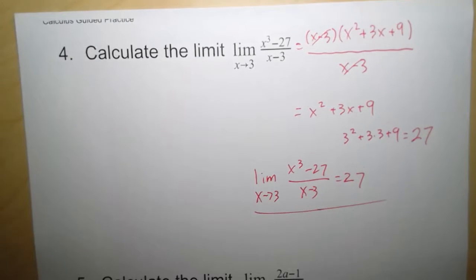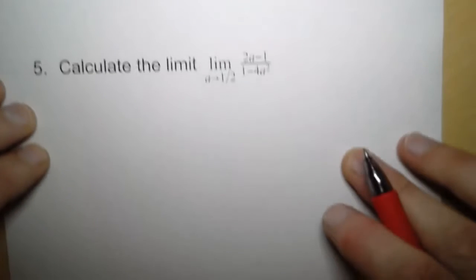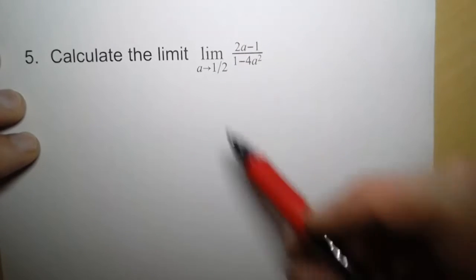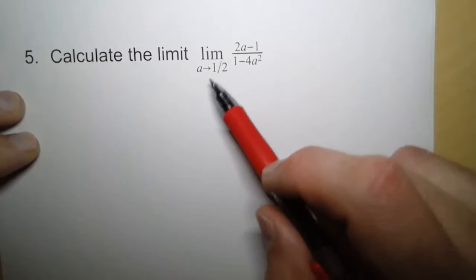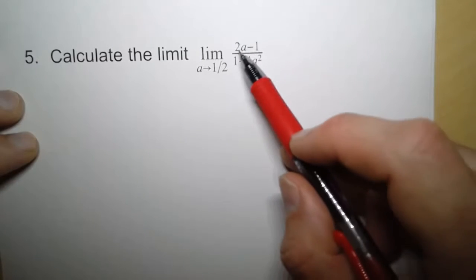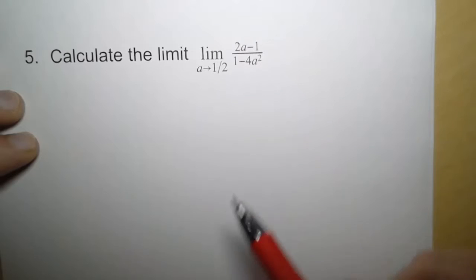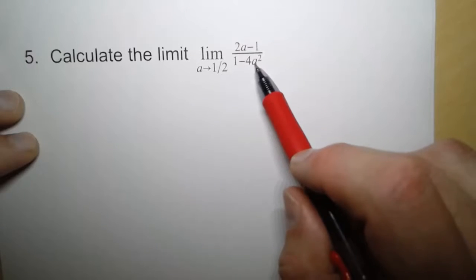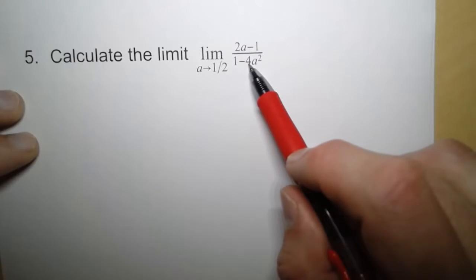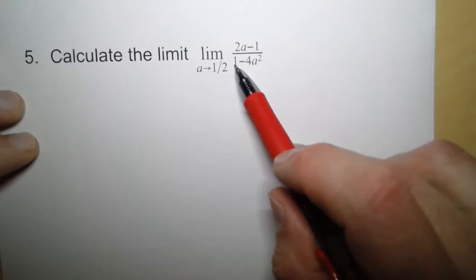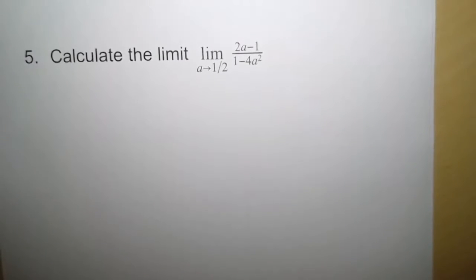So now, let's look at number 5. With number 5, a is approaching 1/2. If we plug in 1/2 into the top, 2 times a half is 1, minus 1 is 0. 1/2 squared is 1/4, times negative 4 is negative 1. If you add 1, you get a 0 again. So we can't just plug in 1/2.